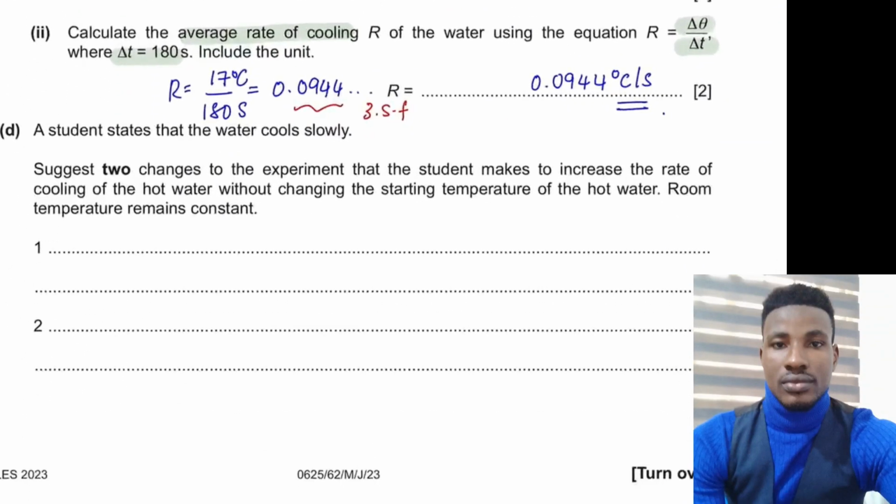Question D. A student states that the water cools slowly. Suggest 2 changes to the experiment that the student makes to increase the rate of cooling of the hot water without changing the starting temperature of the hot water.